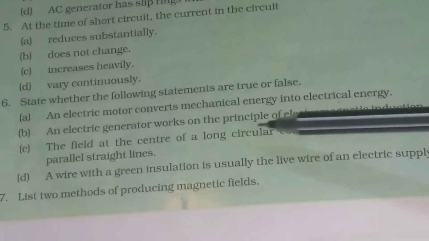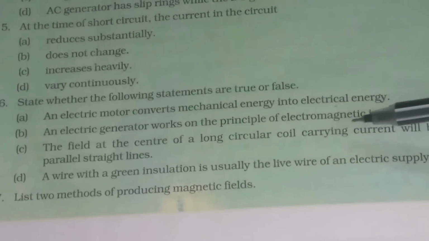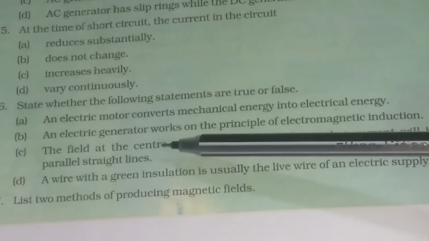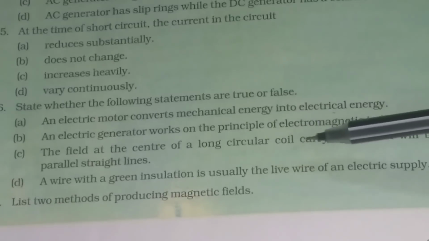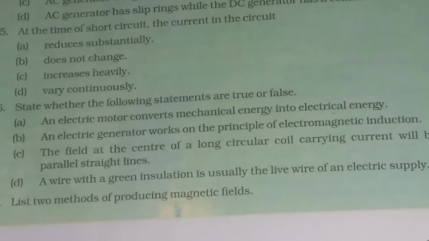It is true. Then C, the field at the center of a long circular coil carrying current will be parallel straight lines. It is also true.